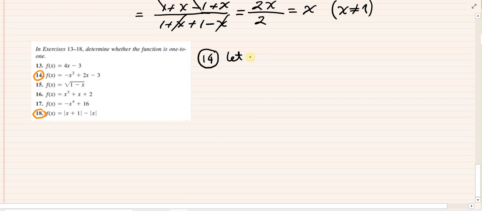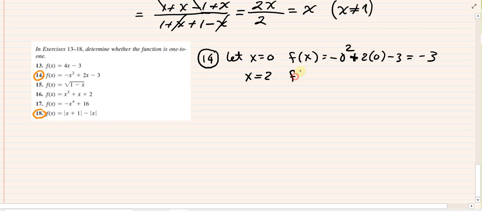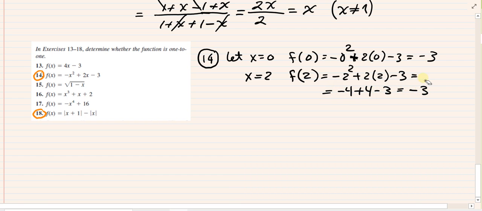in number 14, let x be 0. And f of x would be negative 0 squared plus 2 times 0 minus 3, or negative 3. Okay. And it just suffices for me to find another value of x different from the first one and show that the function has the same value. This time I get negative 2 squared plus 2 times 2 minus 3, and that's going to be negative 4 plus 4 minus 3, or negative 3. And there you go.